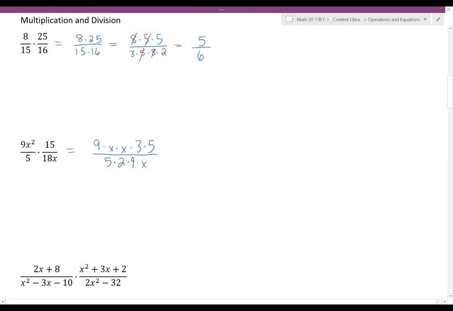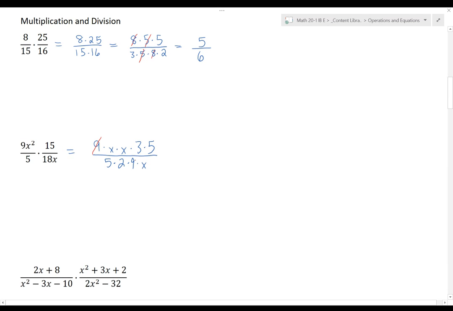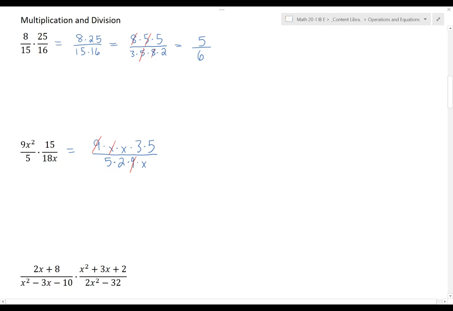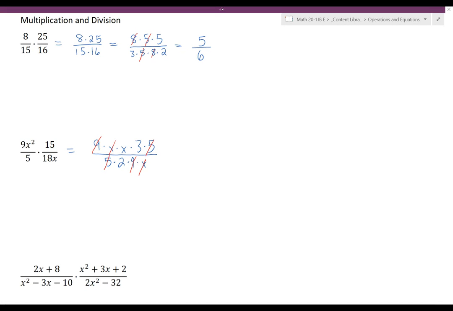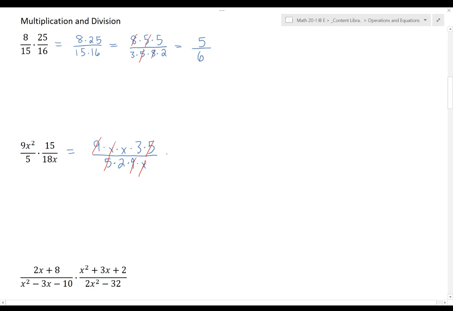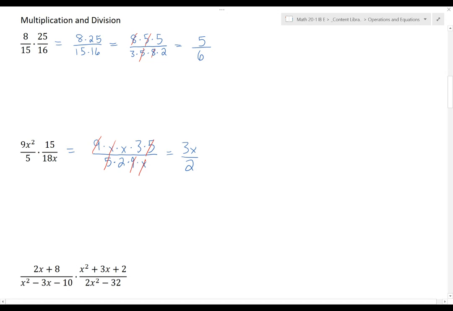I didn't bother factoring the 9 into 3 times 3, although I certainly could. And that gives me the 9s are common. One of the x's is common. 5 is common. So in the numerator, what's left? 3x. And in the denominator, what's left? 2. Now notice that this final expression actually isn't a rational expression anymore, and it doesn't have any non-permissible values because the denominator is just 2.